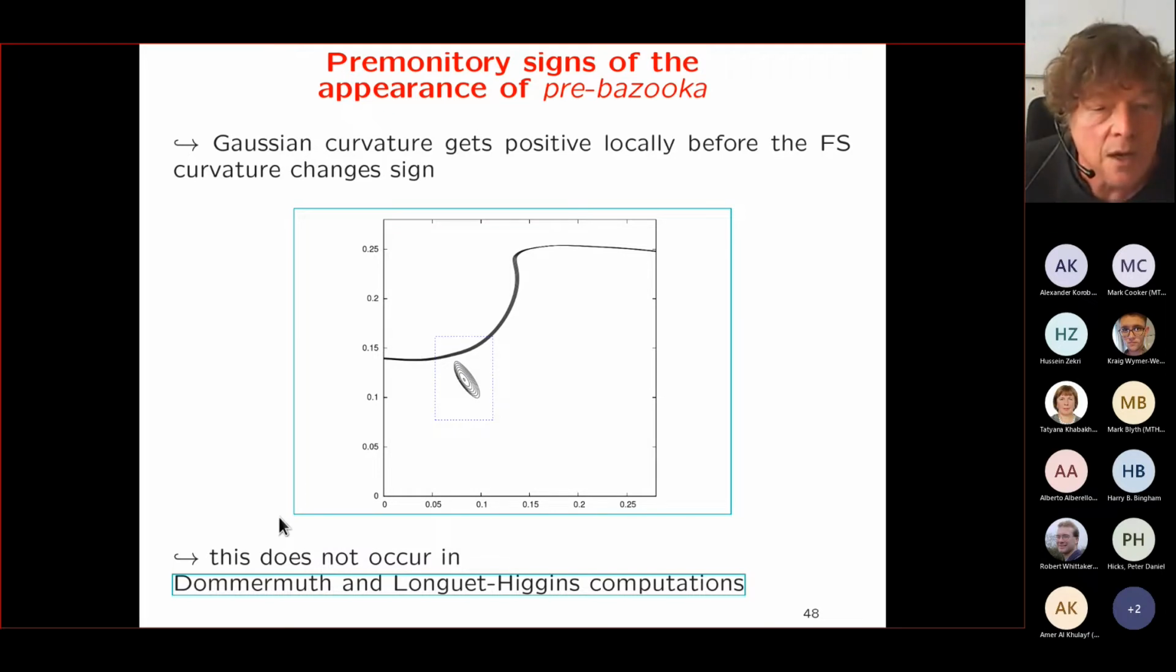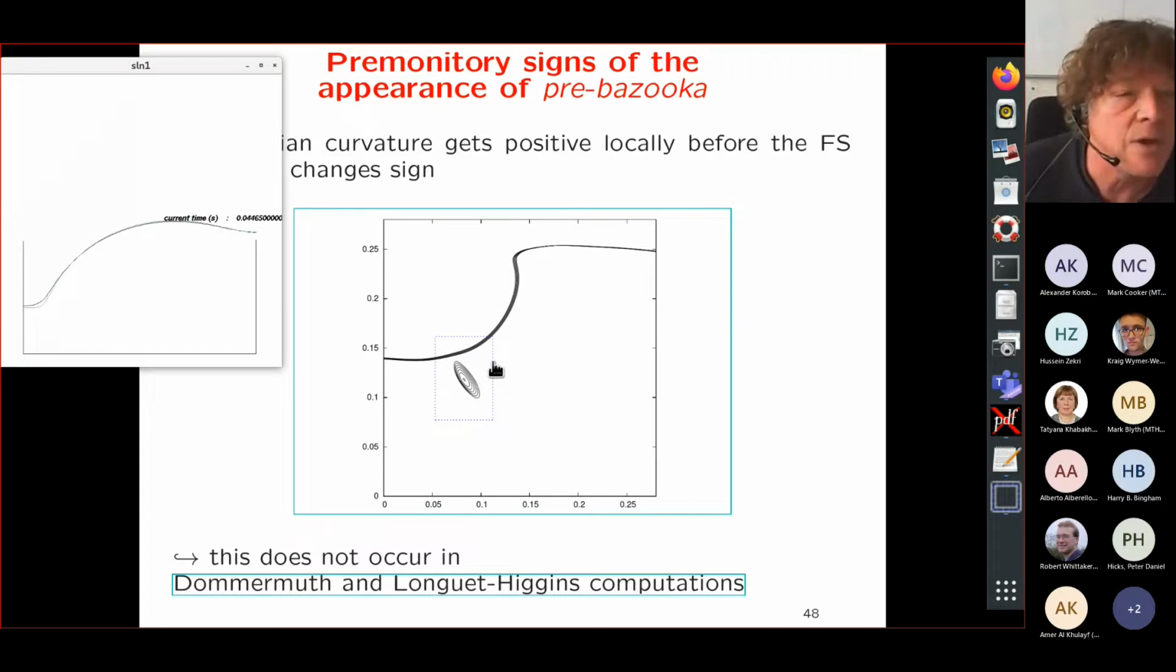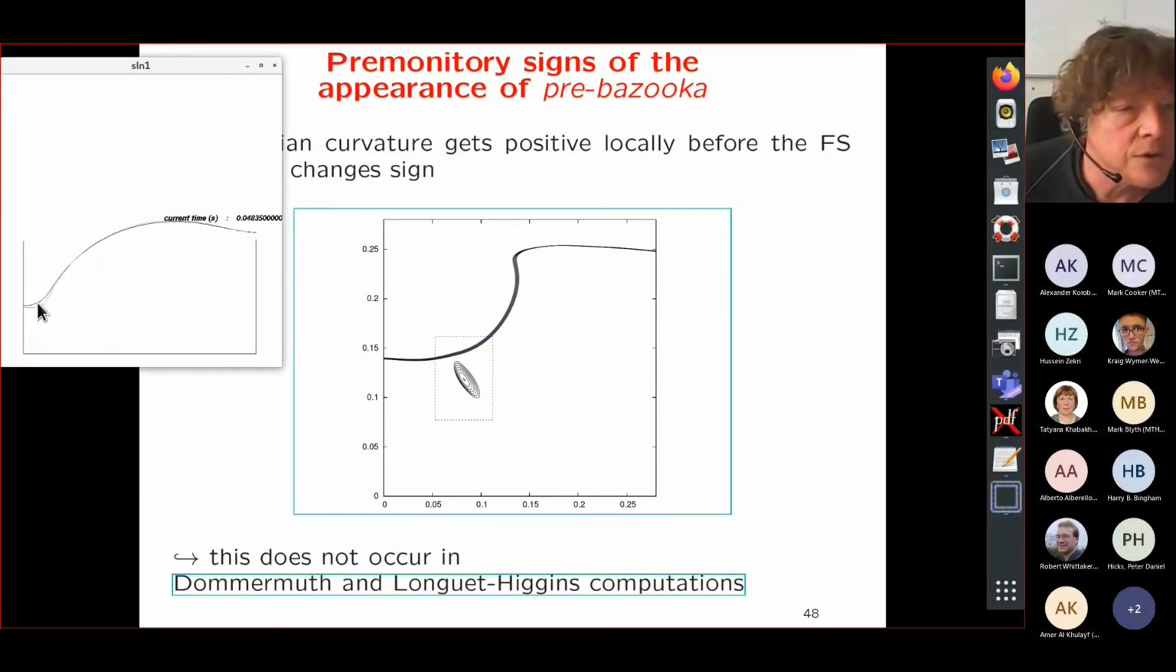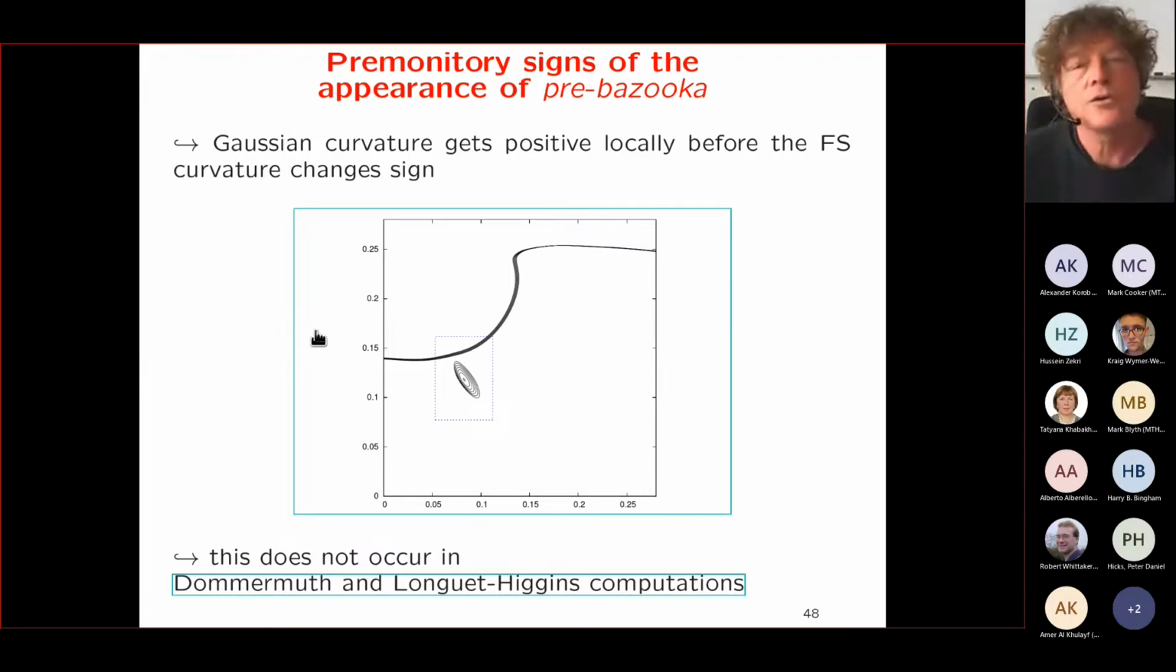So the question was, do we observe such a phenomenon in Dommermuth and Longuet-Higgins' computations? And unfortunately, we do not. Here, for example, this is a pre-bazooka, so we end up with a jet along the wall, but definitely below the appearance of this local jet, we do not observe any region where the Gaussian curvature gets positive.